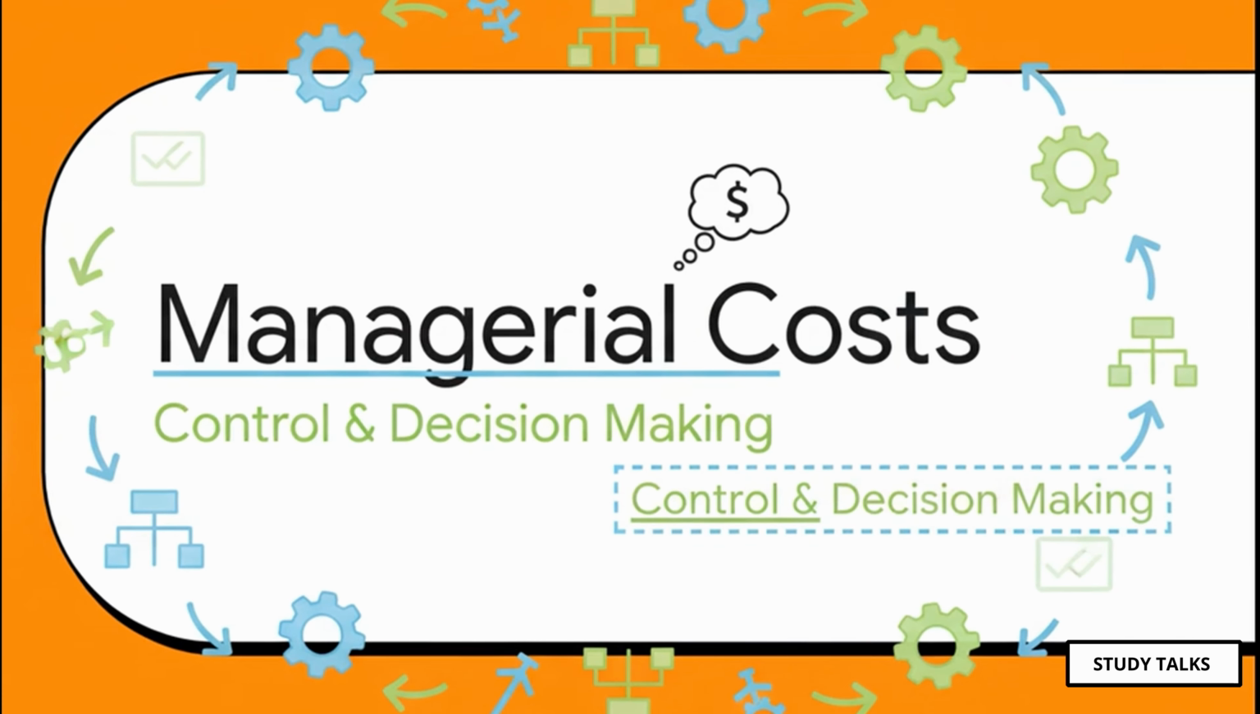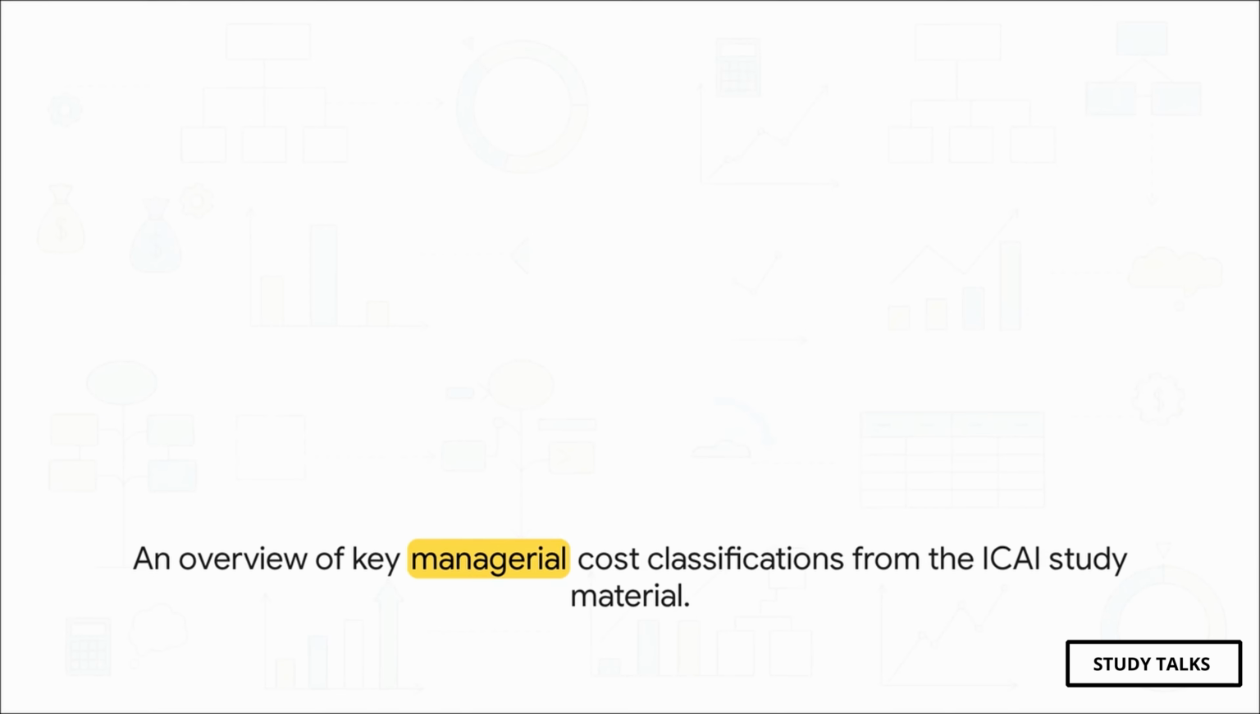Excellent. We are on to our last set of classifications. Now, these are a little different. They're less about the nuts and bolts of building a cost sheet and more about how managers actually use all this cost information to control the business and make good decisions. So this next slide gives us a nice overview of all the key terms we need for controllability, normality, and decision-making. Let's just run through them real quick.